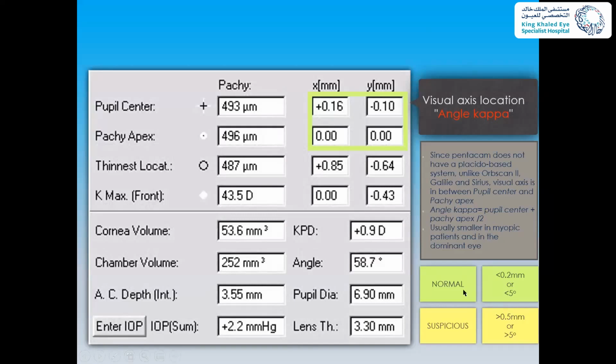I mean, it doesn't mean normal as such. Normal means this is a normally placed pupil versus the visual axis. When we call it suspicious, it doesn't mean there is anything wrong when people have more than that, but you have to be very careful when you are planning refractive surgery or putting in multifocal IOLs. It doesn't mean it's abnormal. It just means you have to be careful deciding about refractive surgery and multifocal IOLs, and in hyperopic patients using toric IOLs as well.